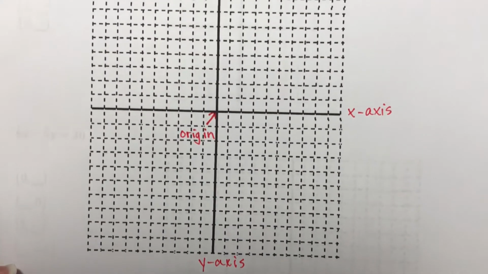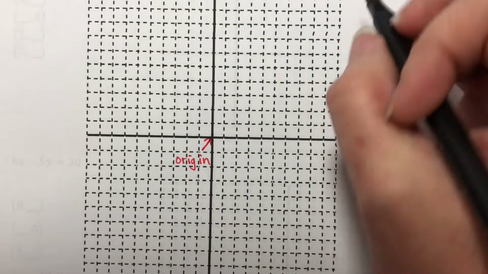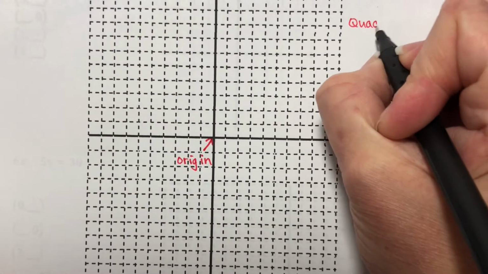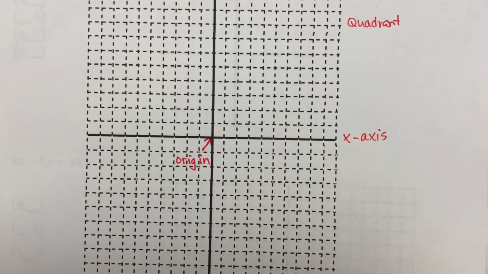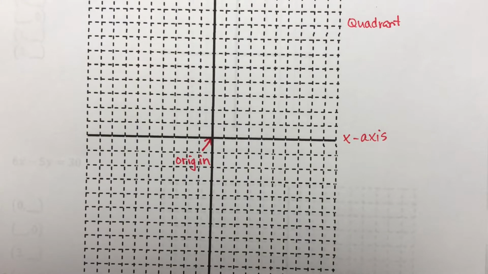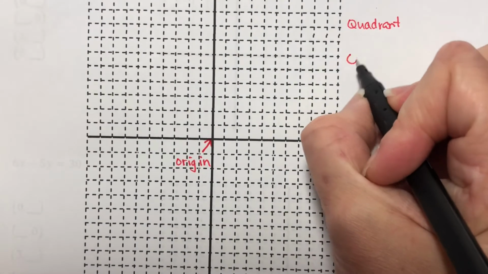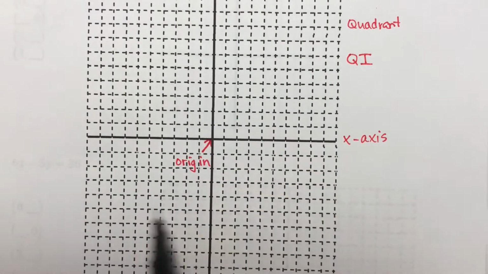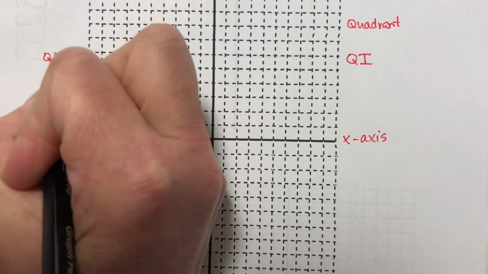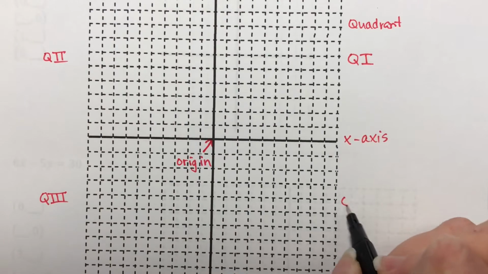This is very naturally broken up into 4 pieces. Each of these pieces is called a quadrant. The prefix quad means 4. Now, I don't know why anybody decided to do this, but these quadrants are labeled in the following way. This is quadrant 1. They use Roman numerals. And then you go counterclockwise. This one is quadrant 2. This one's quadrant 3. And this one's quadrant 4.